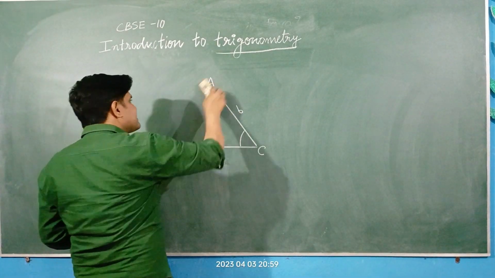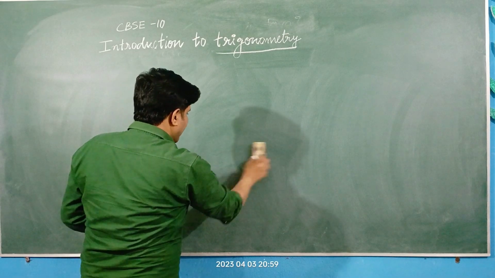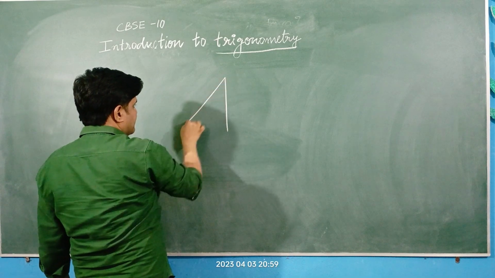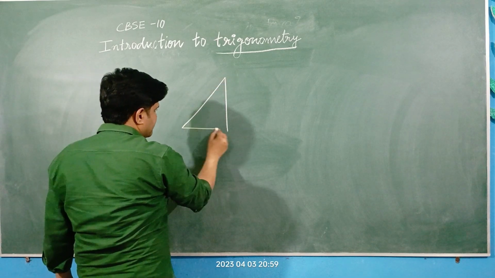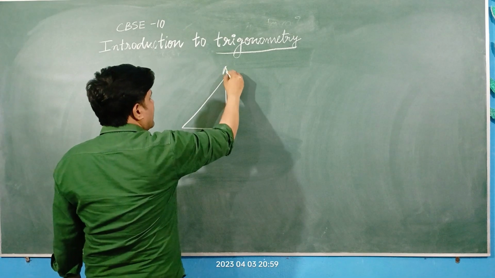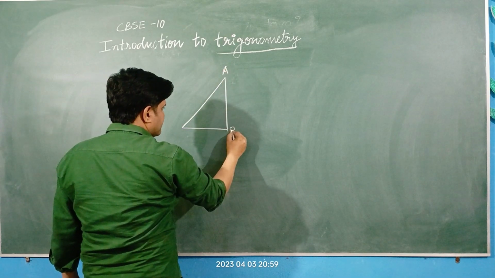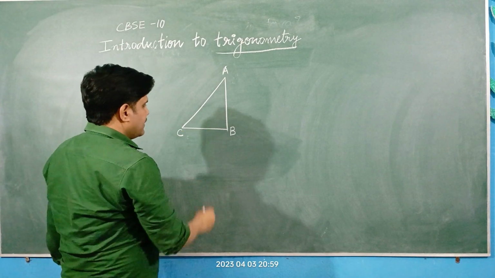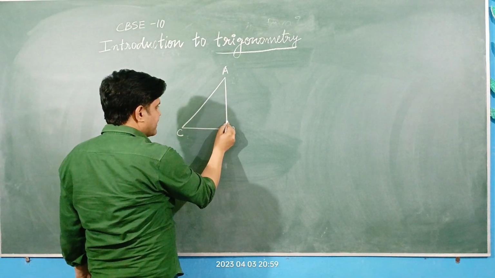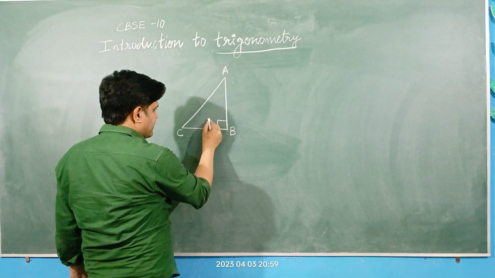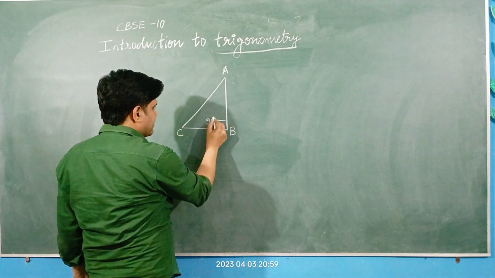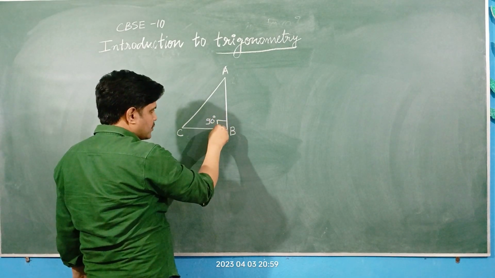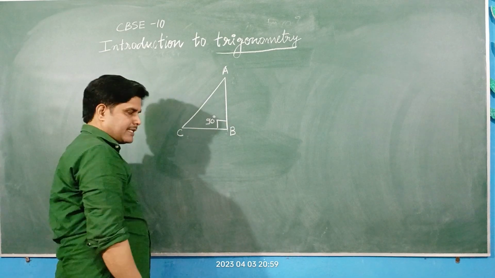Now, to make it even simpler, in your course you have to deal with only one type of triangle, and that happens to be a right angled triangle. Now, what do we mean by a right angled triangle? A triangle in which one of the angles measures 90 degrees. In this case here, we have a right angled triangle, which is right angled at B. So, angle B measures 90 degrees.